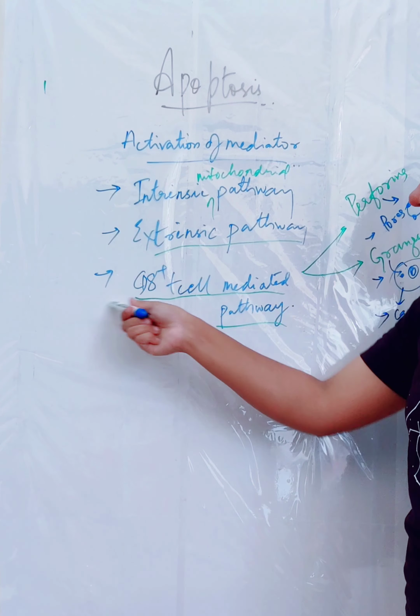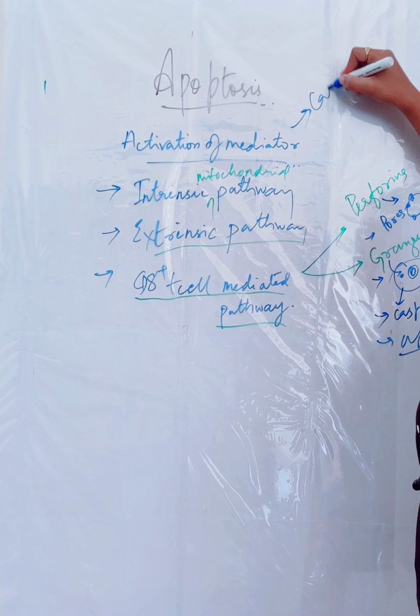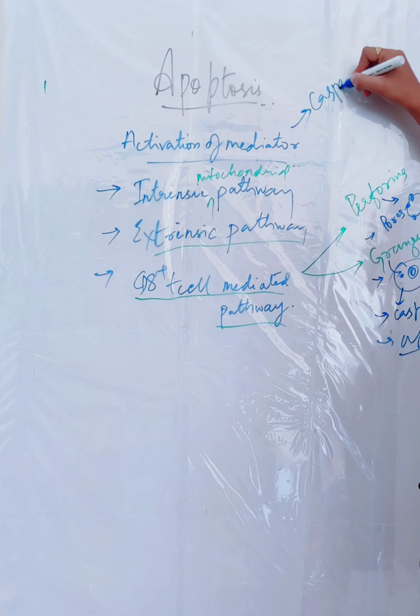So these are the three mechanisms of how the mediator works. What is the mediator? Caspase. Caspase is the mediator, and this is how caspase is activated once the cell is stressed. Once the caspase is activated, apoptosis takes place. That is all about apoptosis.